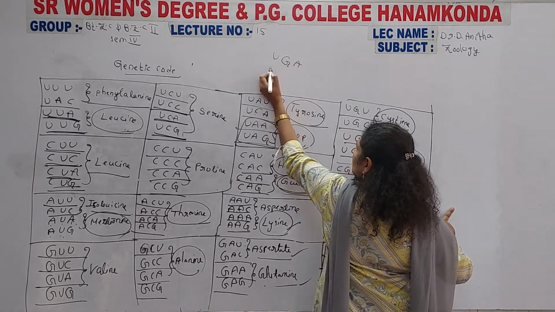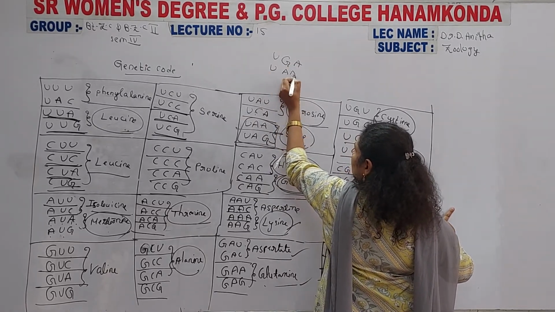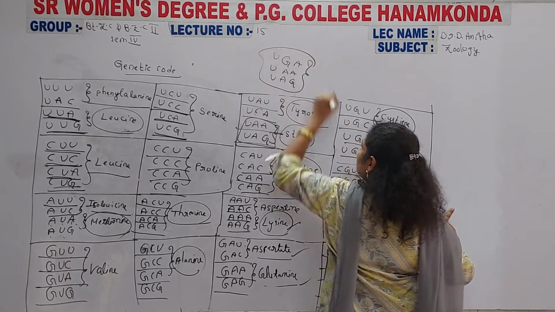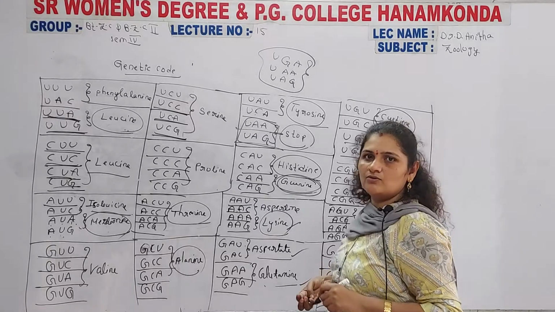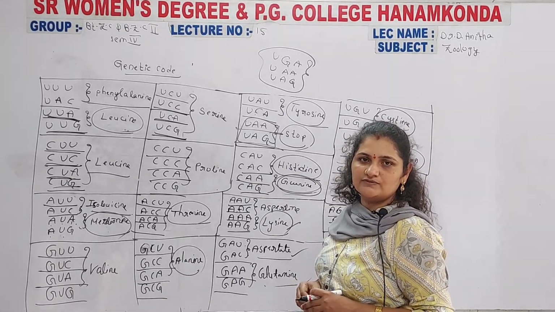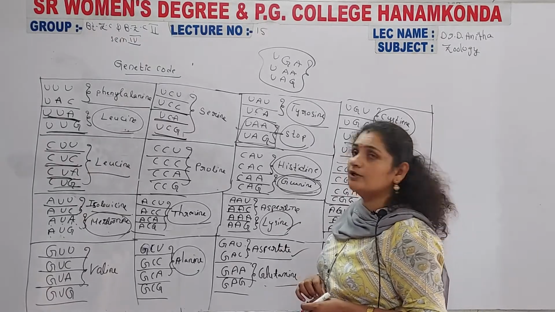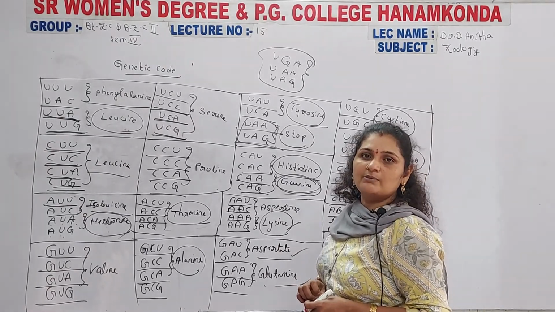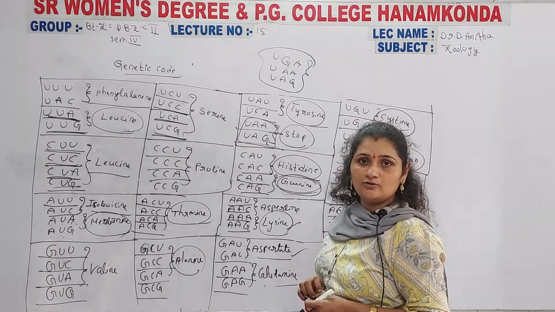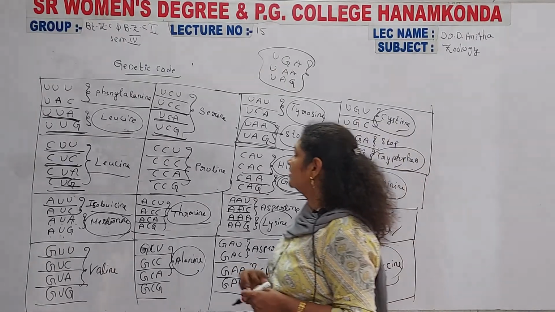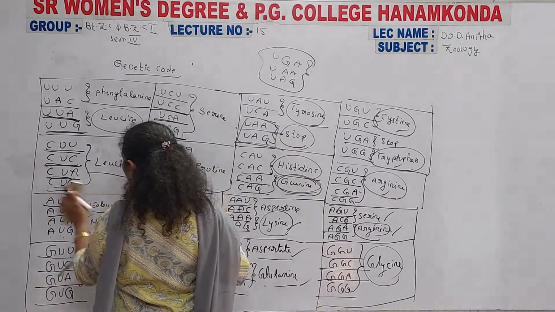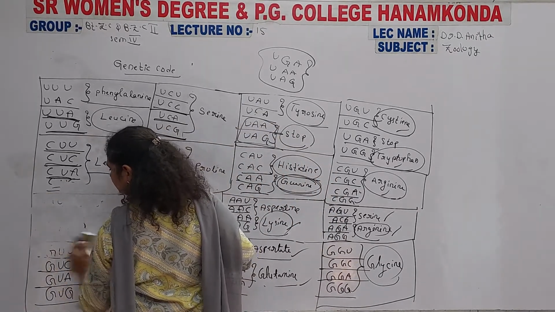UGA, UAA, UAG. So these three are stop codons, nonsense codons and terminator codons of the translation process. Why? Because these three do not code for any amino acid. That's why they are considered stop codons, end codons. So this is the table for the genetic code, and we are now going to discuss the properties of the genetic code.